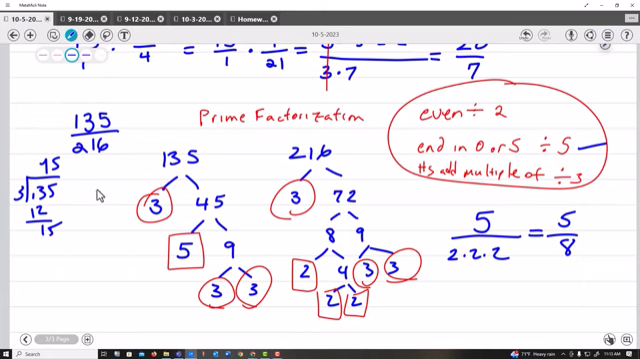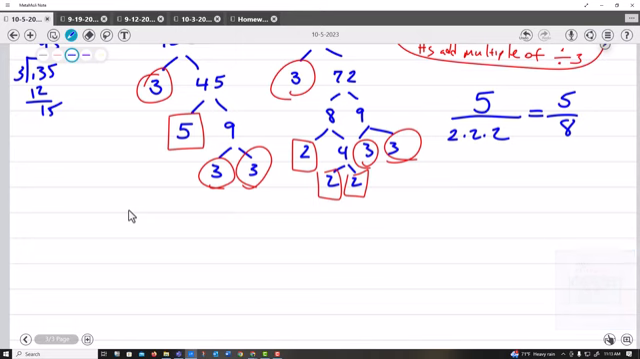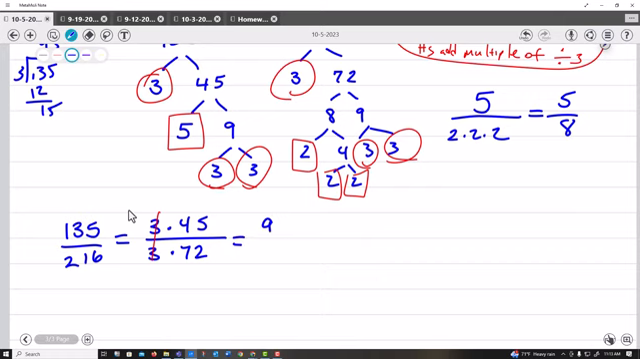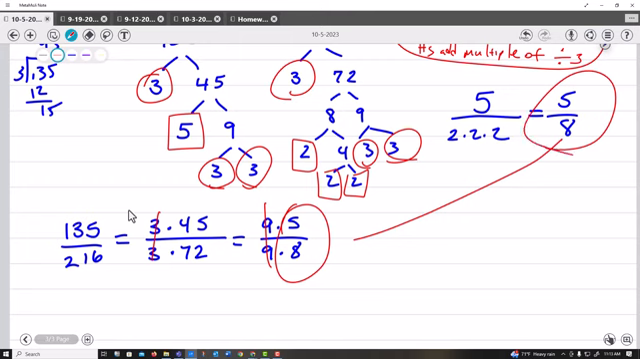Now, you might be like, well, that is way too complicated. I have seen students do it this way. 135/216. The first thing they do is 3 times 45, right? And then 3 times 72. And now you can see that cancels. And then next I have 9 times 5 and 9 times 8. Look at that, and so I get the same answer. Some students like this way better, but it is good because you're going to need it later to know how to do prime factorization. All right, this is about 11 minutes, so I'm going to stop this one and I will stay tuned for the next video.